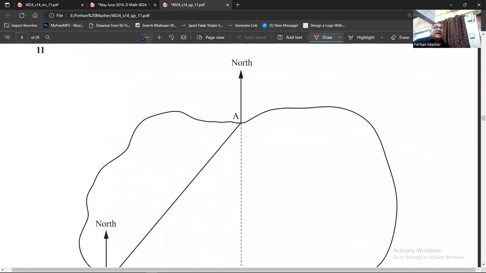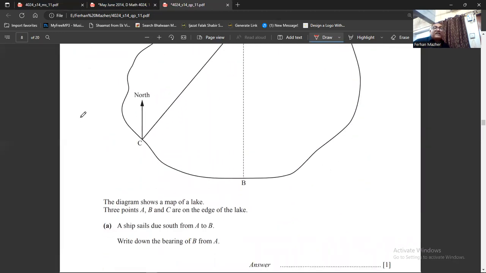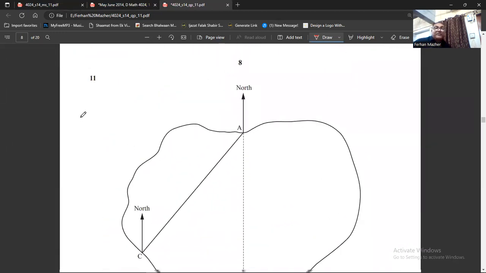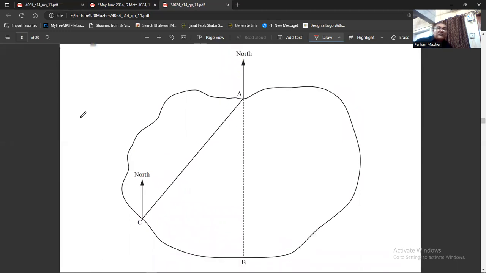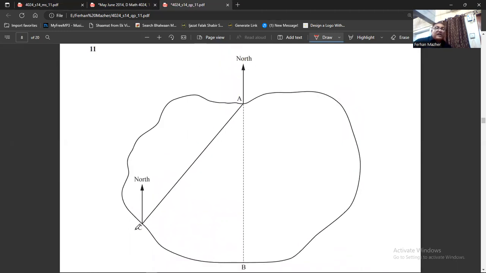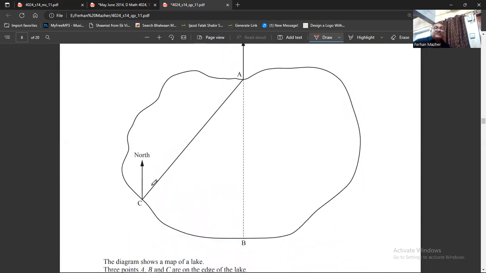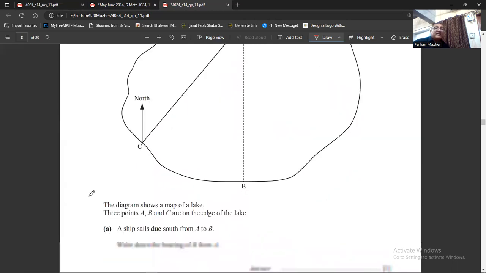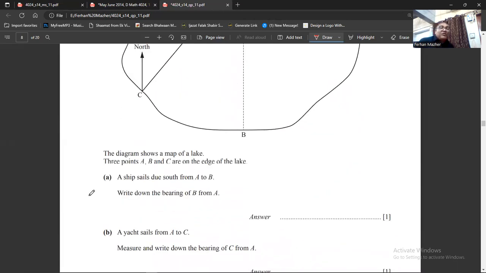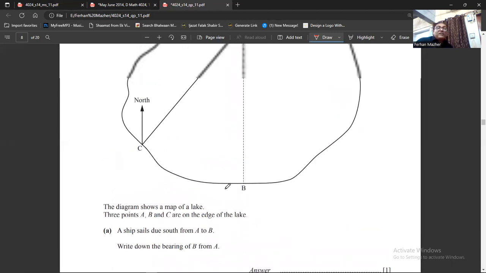Question number 11 is showing up on your screen. He says, here we have a shape. This is the north, this is point A, this is point C, this is point B, and this is the north. Here is line AC. The diagram shows a map of a lake. 3 points A, B, and C are on the edge of the lake. A ship sails due south from A to B. Write down the bearing of B from A.